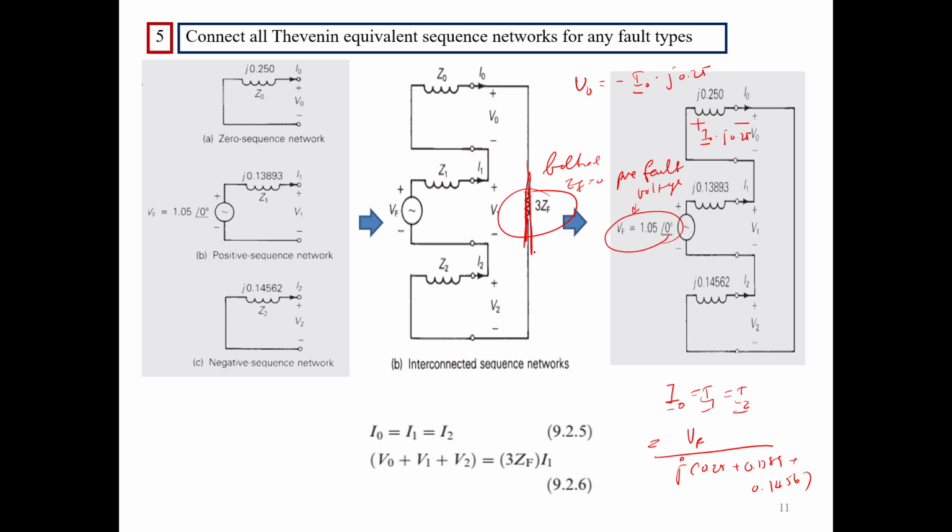Similarly, you see that V1 here is Vf subtracted by the voltage drop across this reactance. And then V2 is the negative of the voltage drop across this. All these I0, I1, I2 are the same, so you use just the same figure.